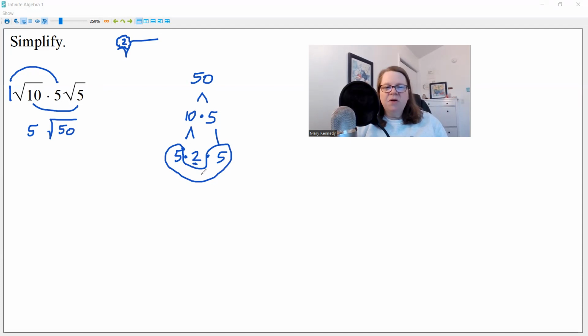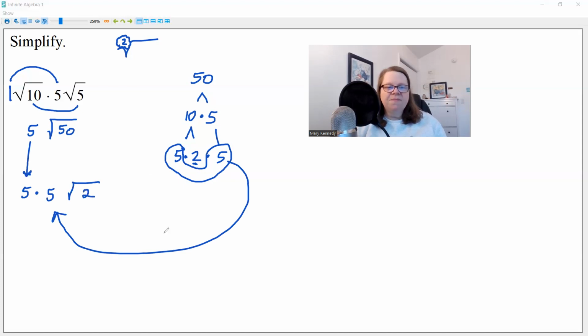Well, a pair is a perfect square. 5 times 5 is 25. That's a perfect square. The square root of 25 is 5. So I'm going to bring down this 5 so that I'm not confused or forget about the 5 I'm pulling out here is times 5. So the 5 from the pair is going here. And underneath the square root is what was left over, which was the 2.